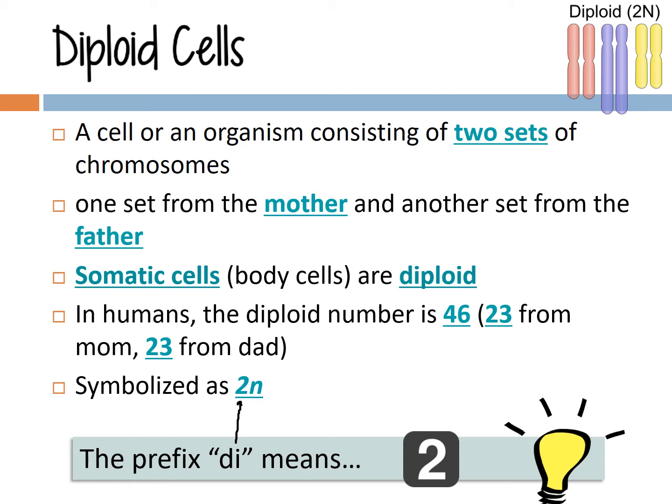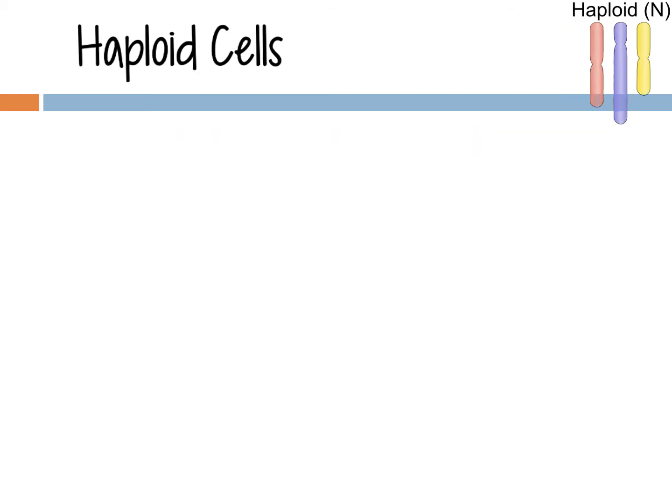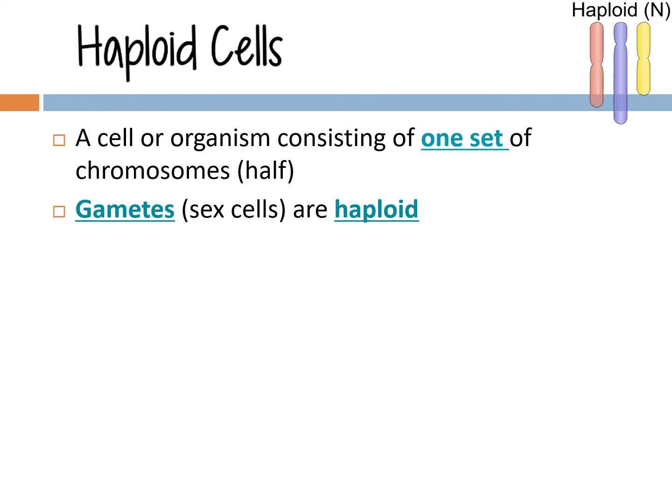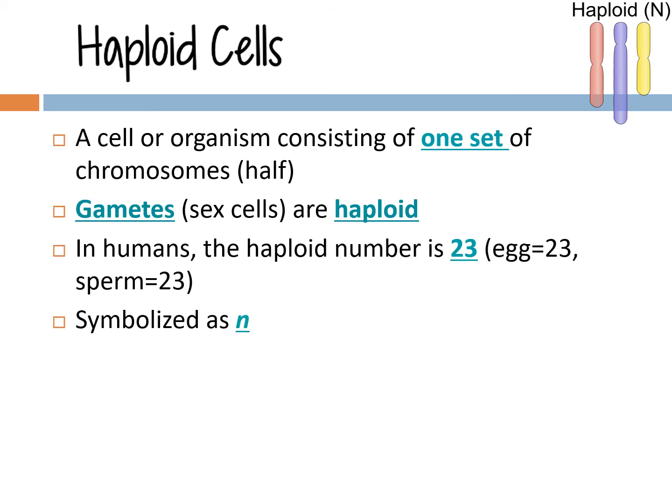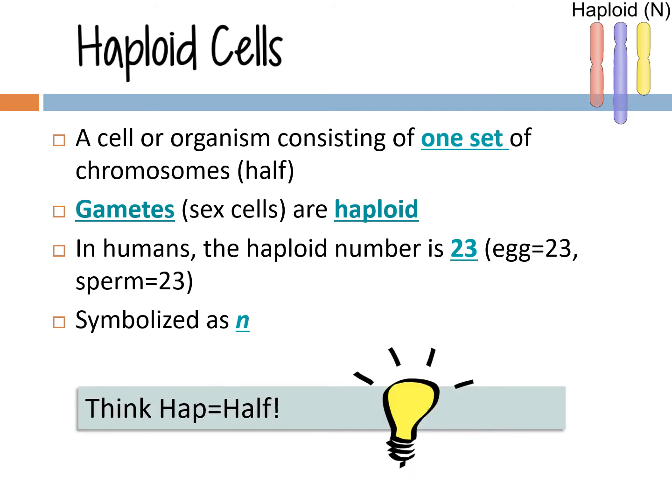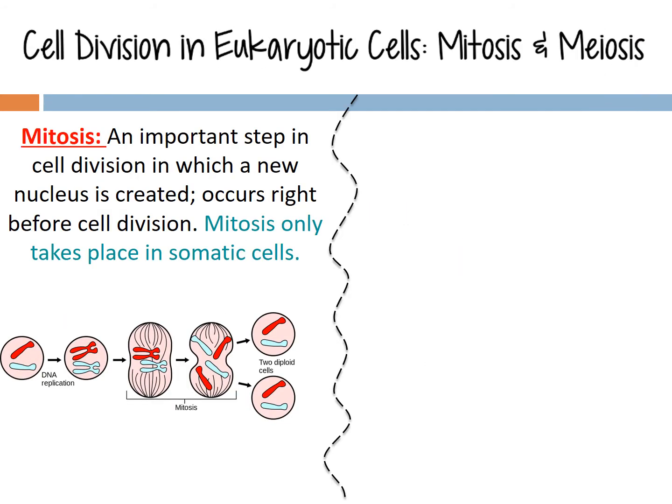Okay, haploid cells. Well, that's the opposite. It's a cell or an organism that has only one set of chromosomes. It has half that number, and those are the gametes or sex cells. Those are haploid. In humans, the haploid number is 23. There are 23 in your eggs and 23 in sperm, and we symbolize that with an N. So if you think hap, that's like half.